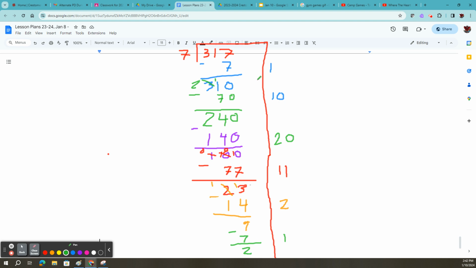And this 2 right here, yep, you betcha, that's your remainder, 2. But now, what's my answer? What's my quotient? Well, you go on the outside of the 7 and you add all these bad boys up.